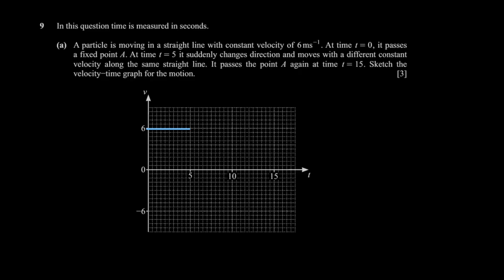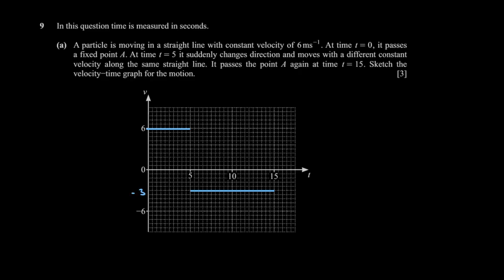So in the remaining 10 seconds, from 5 to 15, we also want it to have a displacement of negative 30 because it's going to be going back to where it started. So if the base of this is going to be 10, then we require that the height of the rectangle is going to be 3. So therefore, this has got to be negative 3 here, from there to there. Okay? So that value there is going to be negative 3.